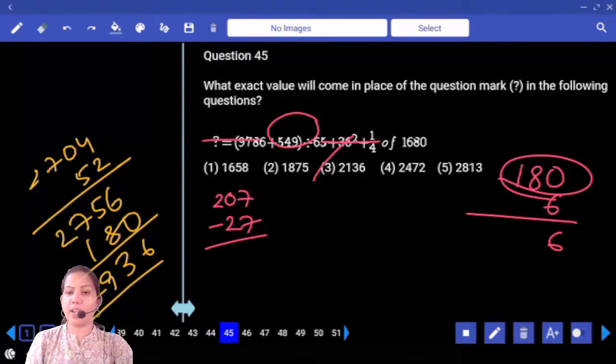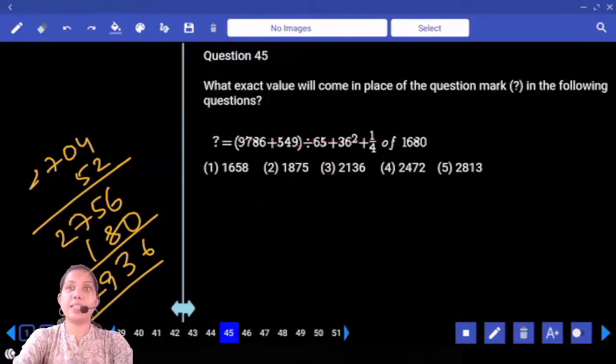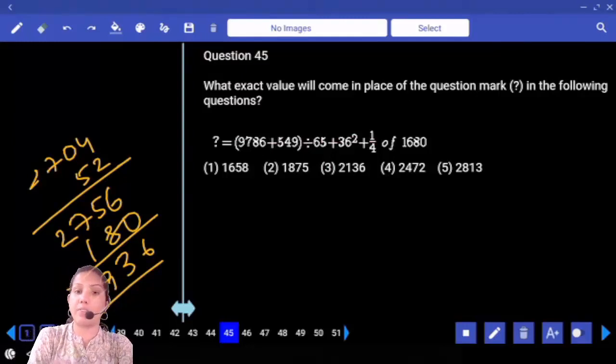Next question, number 45. Okay, 9786 plus 549 plus, divided by 65.